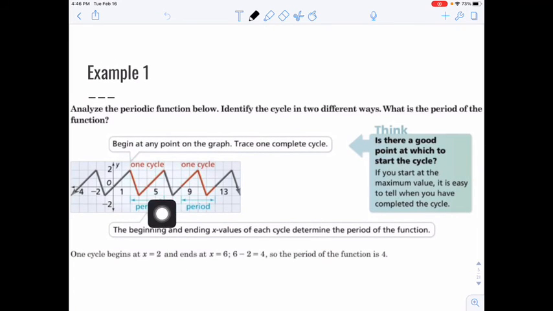So based on the red pieces we have for the cycles, we could say one cycle begins at x equals 2 and ends at x equals 6. 6 minus 2 gives us 4, so the period of the function is 4. So starting from here to here, we can also just count on the graph, 1, 2, 3, 4. That gives us one period.